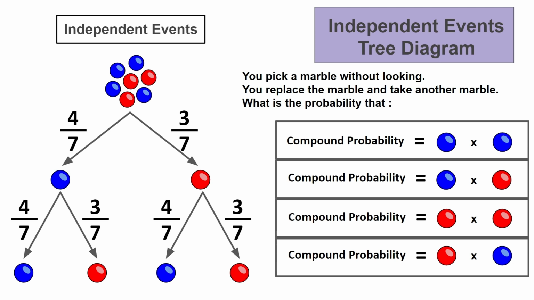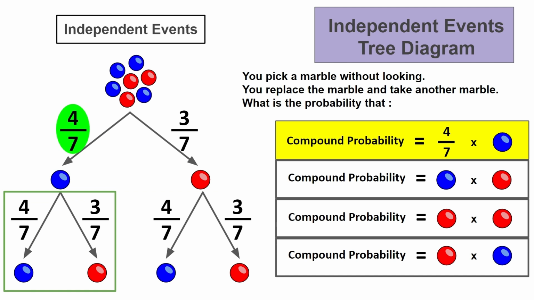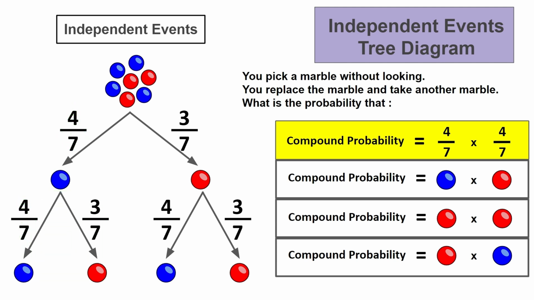Now, let's use it to help answer all of our original probability questions, starting with the probability of picking a blue marble, replacing it, and picking another blue marble. Well, in the first event, the probability of picking a blue marble is 4 out of 7. And in the second event, the probability of picking another blue marble is also 4/7. And 4/7 multiplied by 4/7 equals 16/49, or 32.7%, which is the probability of picking a blue marble, replacing it, and then picking another blue marble.